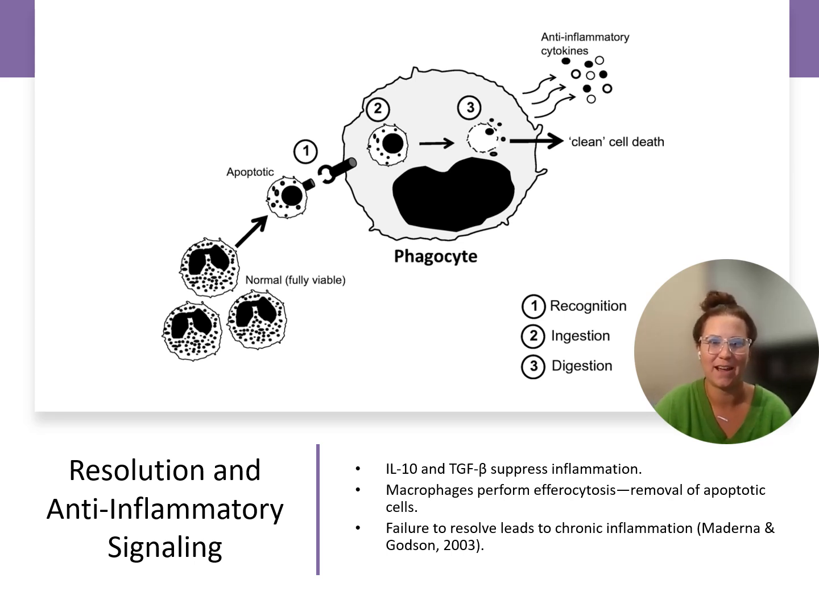A process known as phagocytosis. If these processes fail, unresolved inflammation may transition into chronic inflammation, which can drive disease processes, including autoimmunity and fibrosis. Resolution is not passive, it's an intentional shift towards healing and restoring tissue homeostasis.